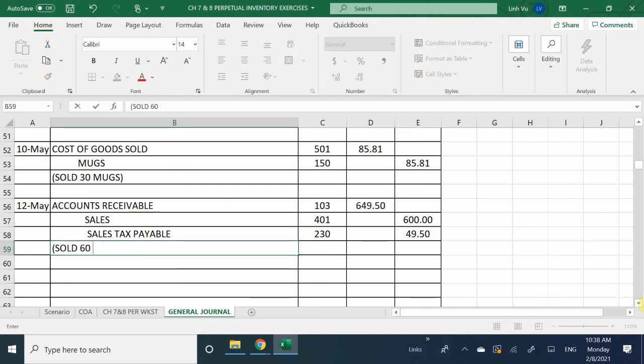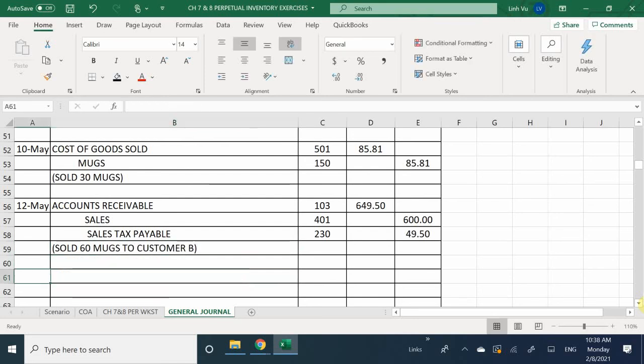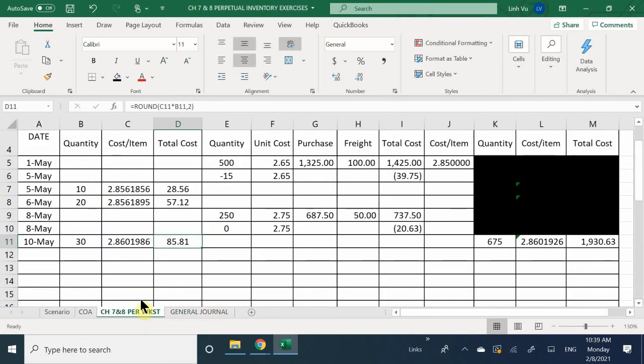Okay, so again, I'm going to place some information here saying that we sold 60 mugs to customer B. Okay. And then, of course, if we sold mugs, what has happened here? Cost of goods sold. Yes, we also have to remember our cost of goods sold. So I'm going to go ahead and copy and paste it from above. Okay, so let's go ahead and go to my inventory worksheet and let's solve.